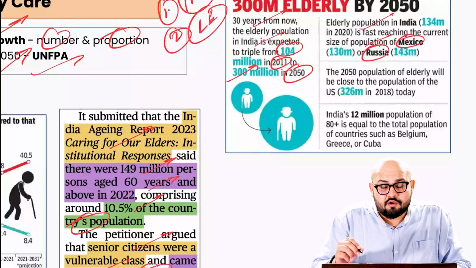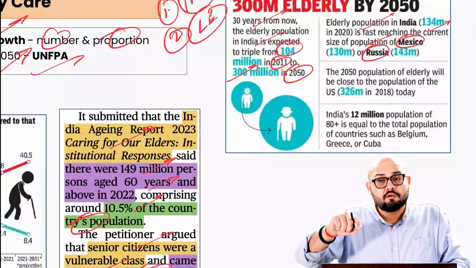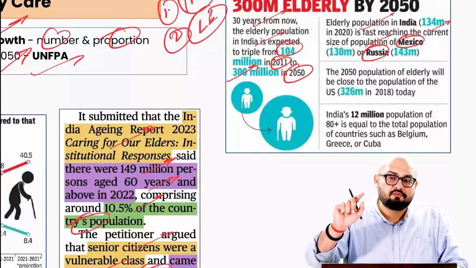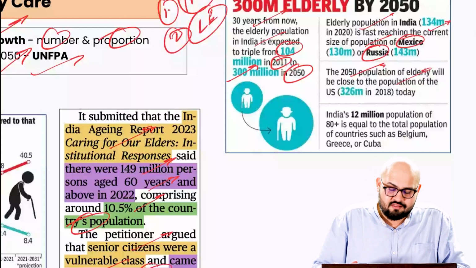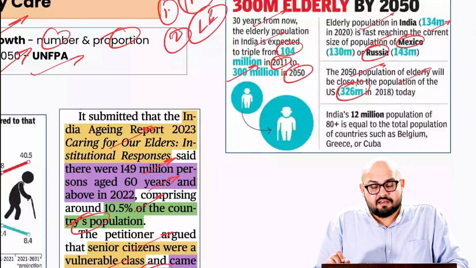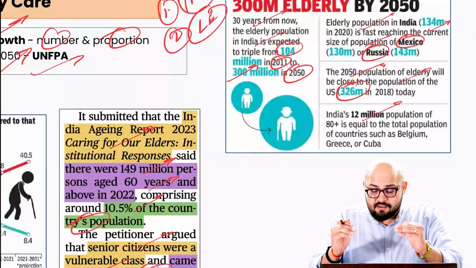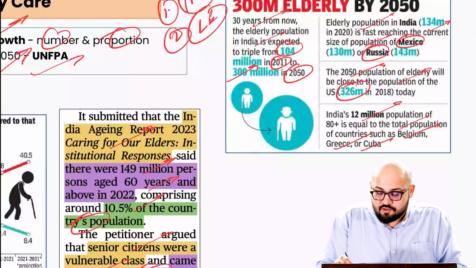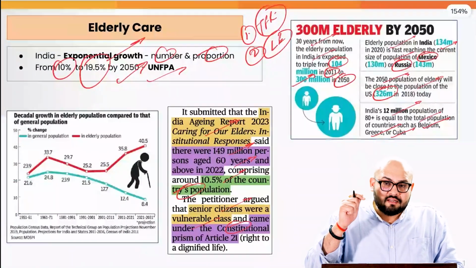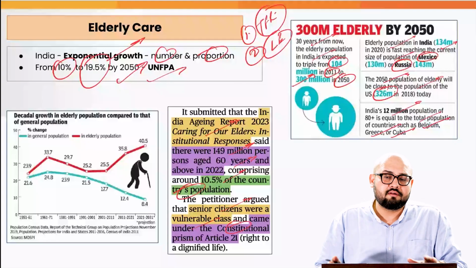According to 2020 numbers, we have 134 million elderly people in India. That is almost equivalent to the population of Russia or Mexico. Then, the 2050 population of elderly will be close to the population of the United States, 326 million in 2018. India's 12 million population of 80 plus is equal to the total population of countries such as Belgium, Greece or Cuba. Just imagine the dire need of having comprehensive policies for the elderly population because of the sheer numbers.